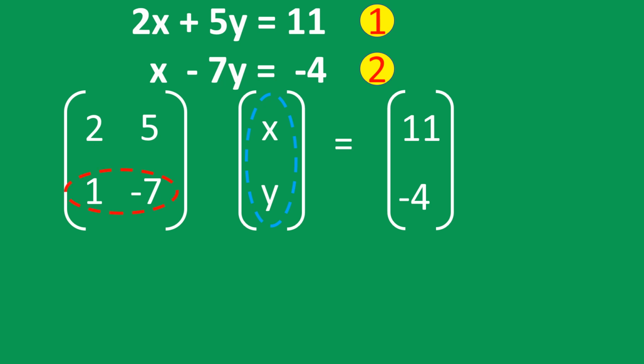We move to the second row, which has 1 and minus 7. So we start with 1. 1 multiplies x to give x, and then minus 7 multiplies y. It gives us minus 7y, and that's what we have in equation 2. And x minus 7y is equal to minus 4, which is what we have on the right hand side, and also in the matrix on the right hand side at the bottom. So all we have simply done is to express equations 1 and 2 in matrix form.